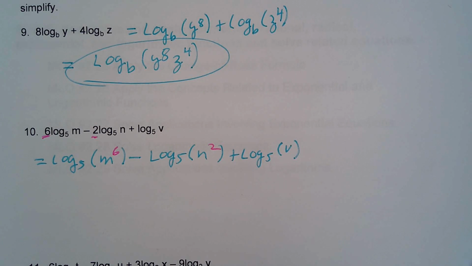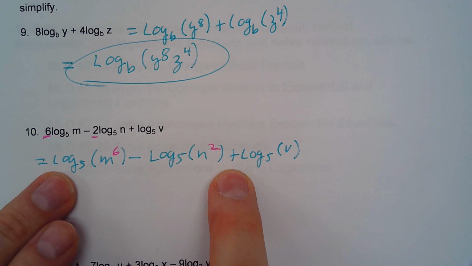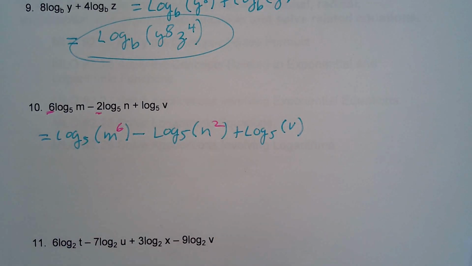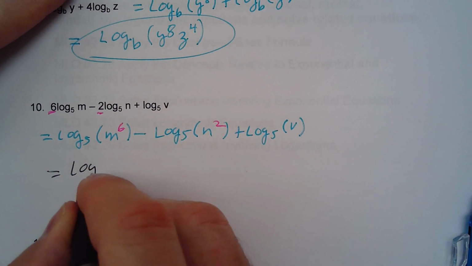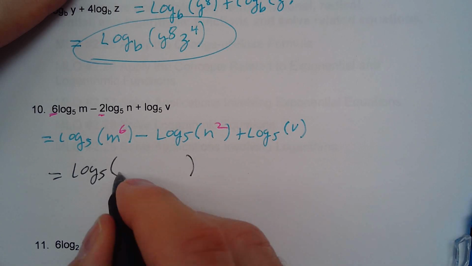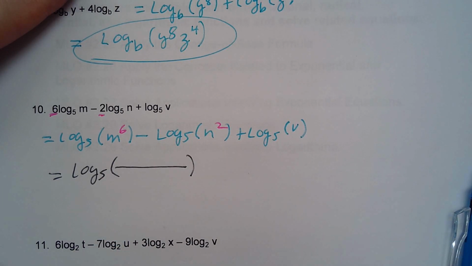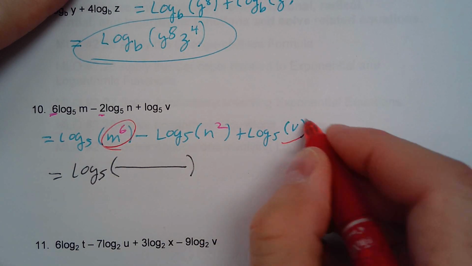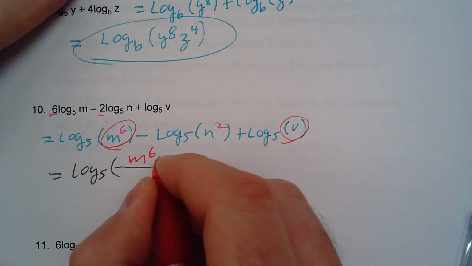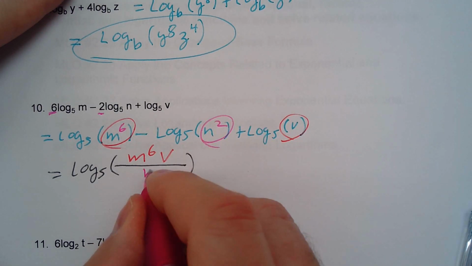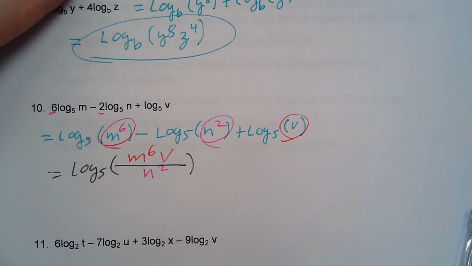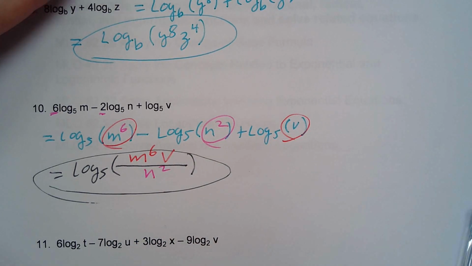So now these two logs are positive, so I want those factors in the numerator. So the m to the 6 and v are going to go in the numerator. Then n squared, we're going to shoot down to the denominator. So that would be our answer.